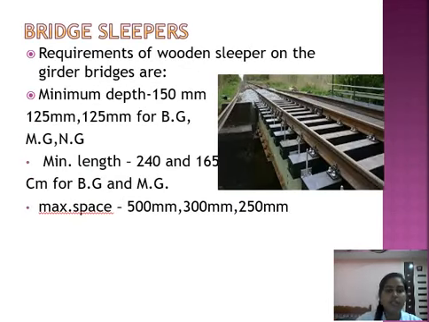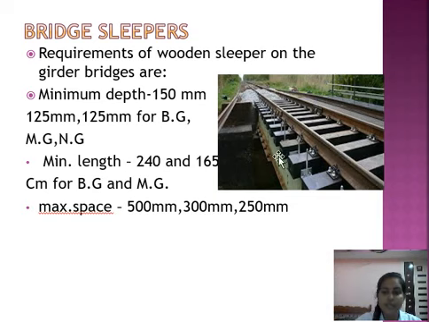So in bridge sleeper, the minimum depth of this sleeper is 150 mm for broad gauge, 125 mm for meter gauge, and 125 mm for narrow gauge. Then the minimum length of this sleeper is 240 centimeter for broad gauge, 160 centimeter for meter gauge.